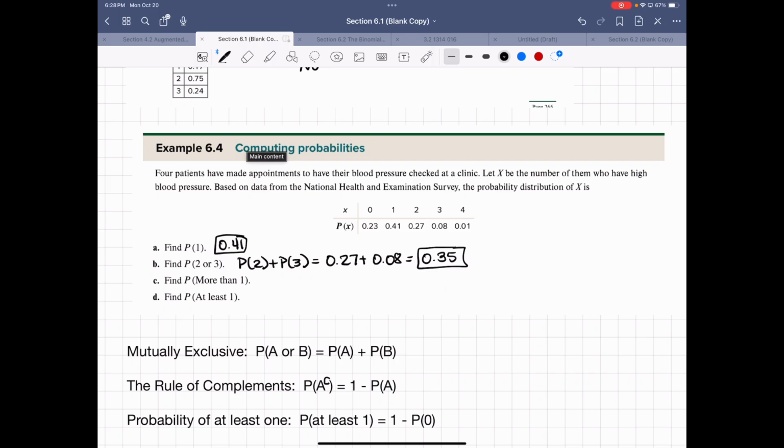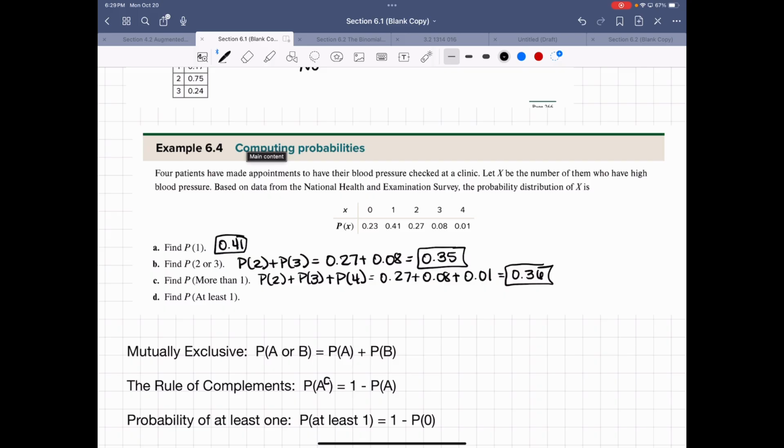C asks me the probability of more than 1, so we're not going to include 1 there. So that's the probability of 2 plus the probability of 3 plus the probability of 4. So that gives me 0.27 plus 0.08 plus the 0.01, which just gives me 0.36 because all I did was add 0.01 to the previous one, correct? Because I already had 2 and 3. I knew they were 0.35.